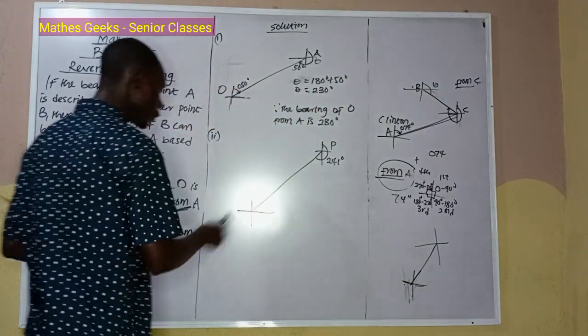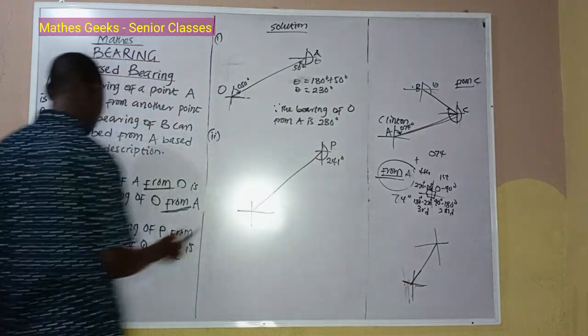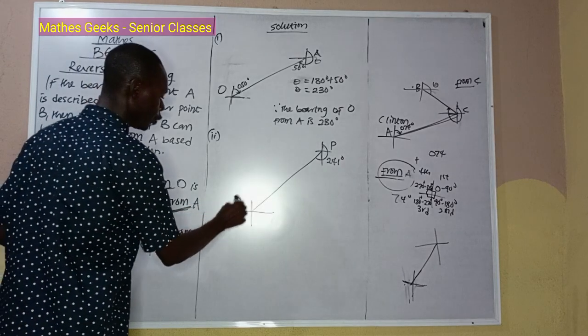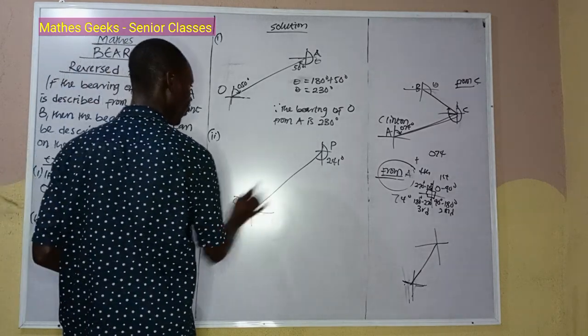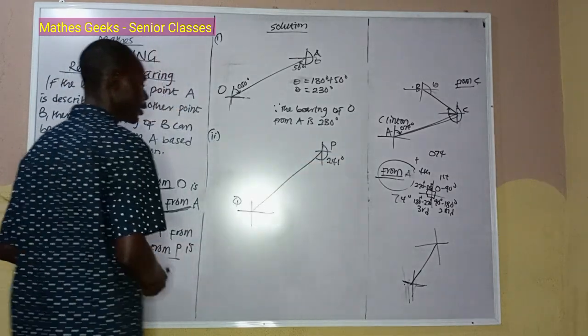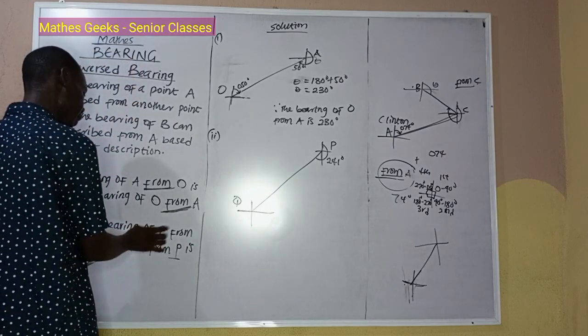Once it's there, this is P, and then what's the other point? Q. So this is point Q. So the bearing of Q from P is 241 degrees. Now, what is the bearing of P from Q?